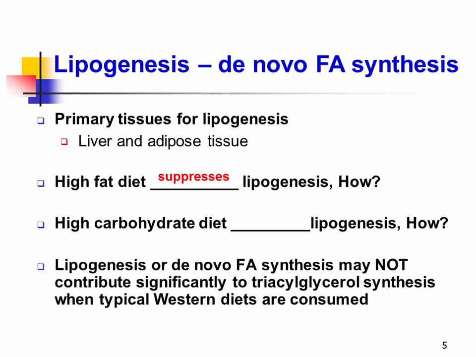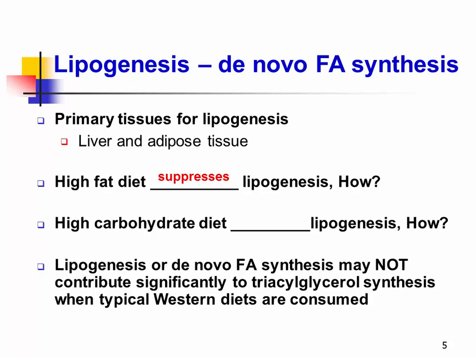If the body is obtaining it from outside, it doesn't need to process it? Yes, that's the general case, in general. But we wanted to understand in a little more detail the molecular mechanism, how. But we're going to get there later. Just keep in mind this kind of question: why will a high-fat diet suppress or inhibit lipogenesis?